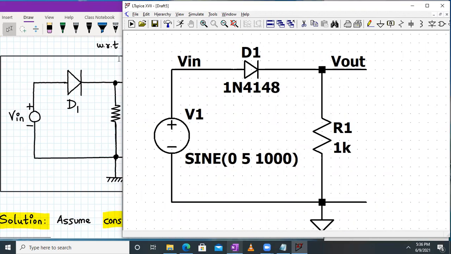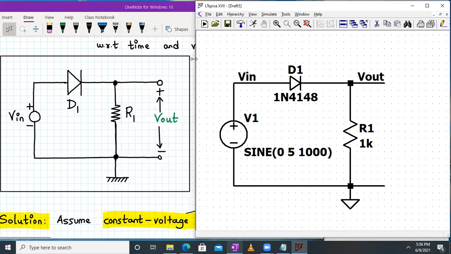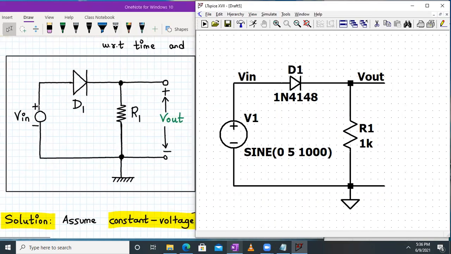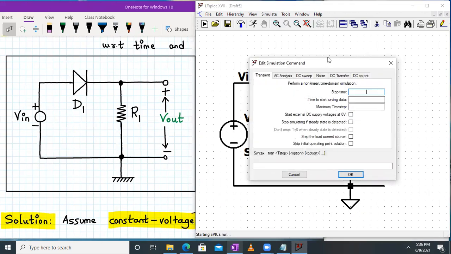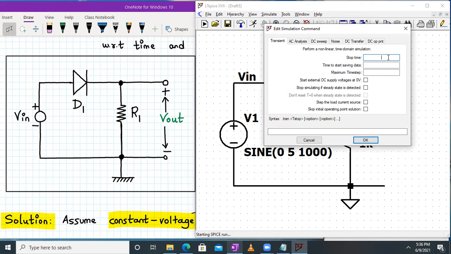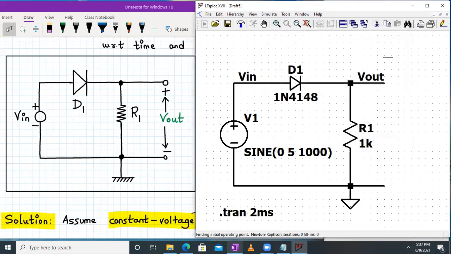So let us check the circuit first, whether we have made a similar one. Yes. V in, sinusoidal waveform, diode D1 and resistor R1. Yes, it's the same. Let us simulate it. So I'll click on run. Since the frequency is 1000, the stop time can be given as 1 millisecond, but I want 2 cycles of the input. So I'll write 2 milliseconds and then click on OK.